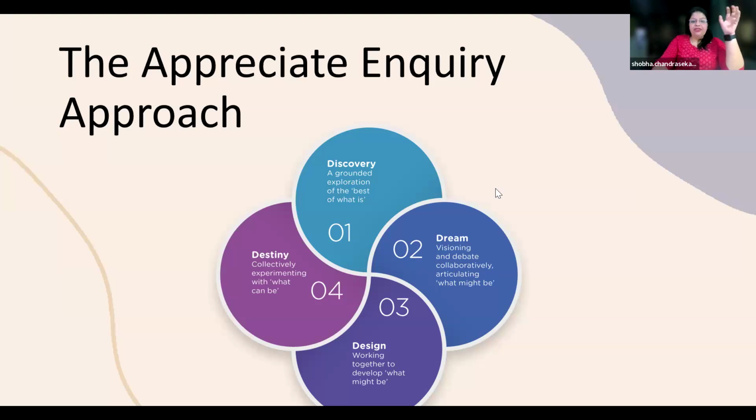So, discovery: appreciating the best of what currently exists within the organization. If you have to do it for your training, then you will talk about appreciating what works, what is the best practice that has happened in your training. It involves uncovering the strengths, successes, peak experiences. Which model is this similar to?